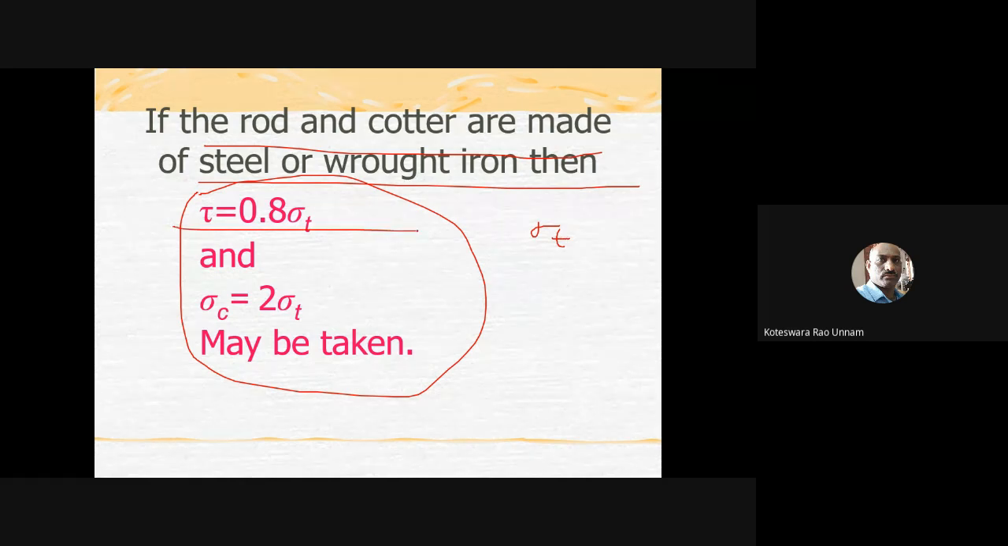Then the relation between sigma T and tau is: 0.8 times sigma T is equal to your tau, and 2 times sigma T is nothing but your sigma C. You can use these relations. Then tensile strength you will get from the data book. So for mild steel or wrought iron, you have the tensile strength properties, and you can take these values for shear strength as well as crushing strength.